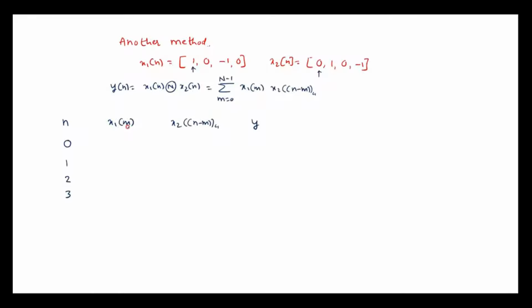So here x1 of m is nothing but the x1 of n sequence itself. We write the x1 of n sequence the same, that is 1, 0, minus 1, 0. For all values of n it is the same, that is x1 of n is constant: 1, 0, minus 1, 0. Now I will try to represent this x2 of n on a circle.